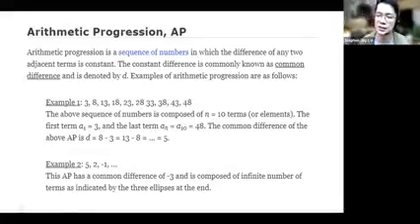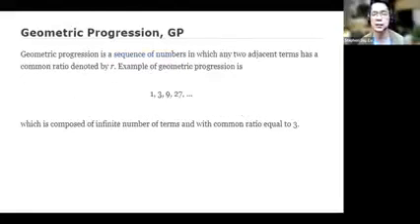So the sequence is composed of 10 terms. The first element is 3. The last element is 48. The common difference is found by subtracting 8 minus 3, 13 minus 8. So you'll have here the common difference. Again, the common difference is just subtracting two adjacent terms of the arithmetic progression. Next is the geometric progression.